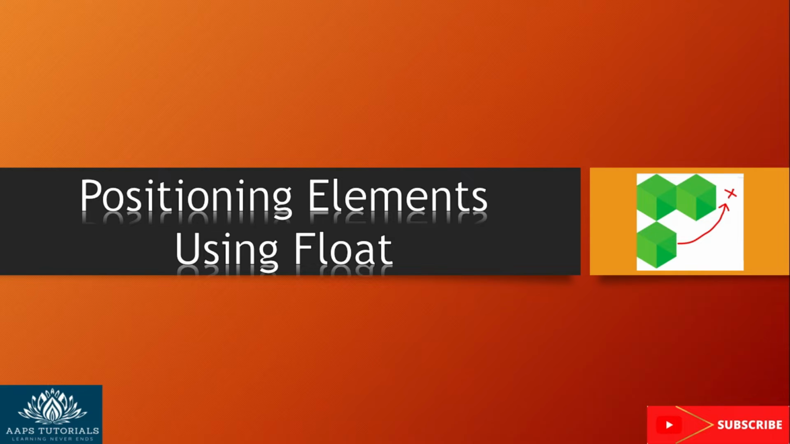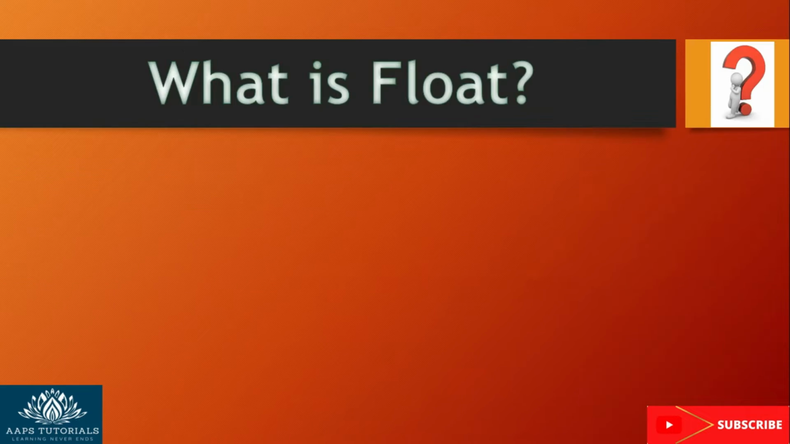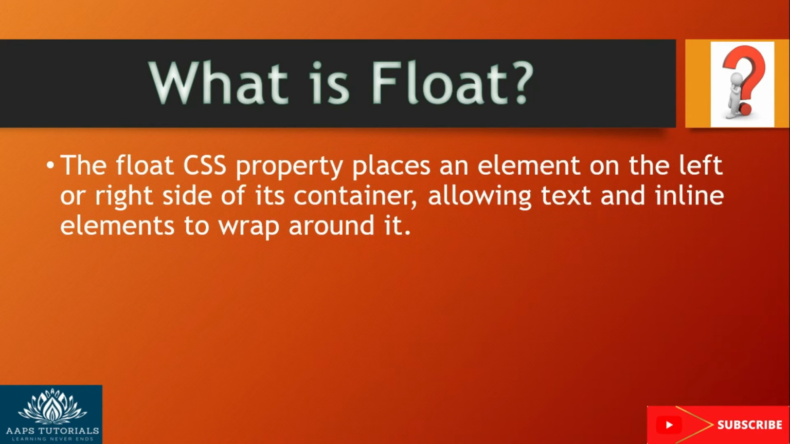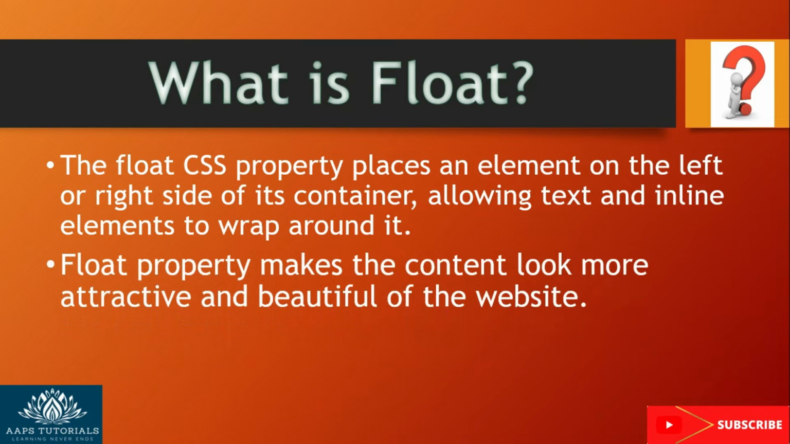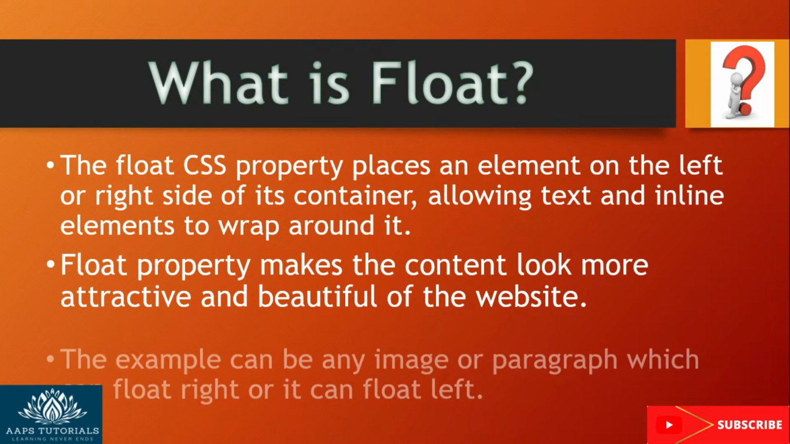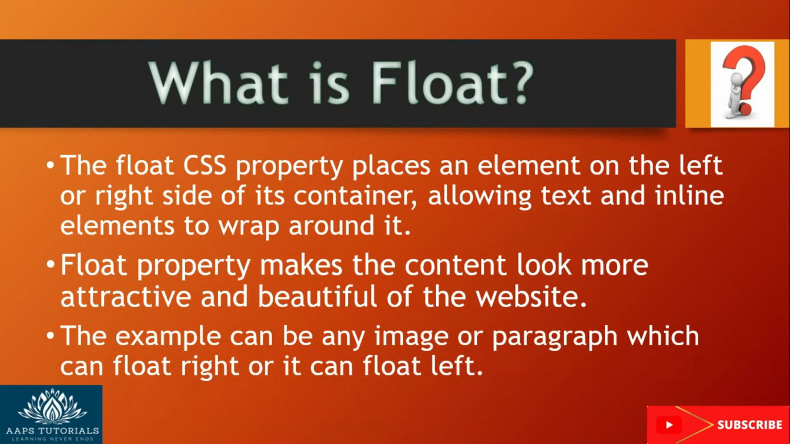Well, let me elaborate. The float CSS property places an element on the left or right side of its container, allowing the text and inline elements to wrap around it. The float property makes the content look more attractive and aligns every element, adjusting the page layout. The example can be any image or text paragraph which can be floated towards right or left.